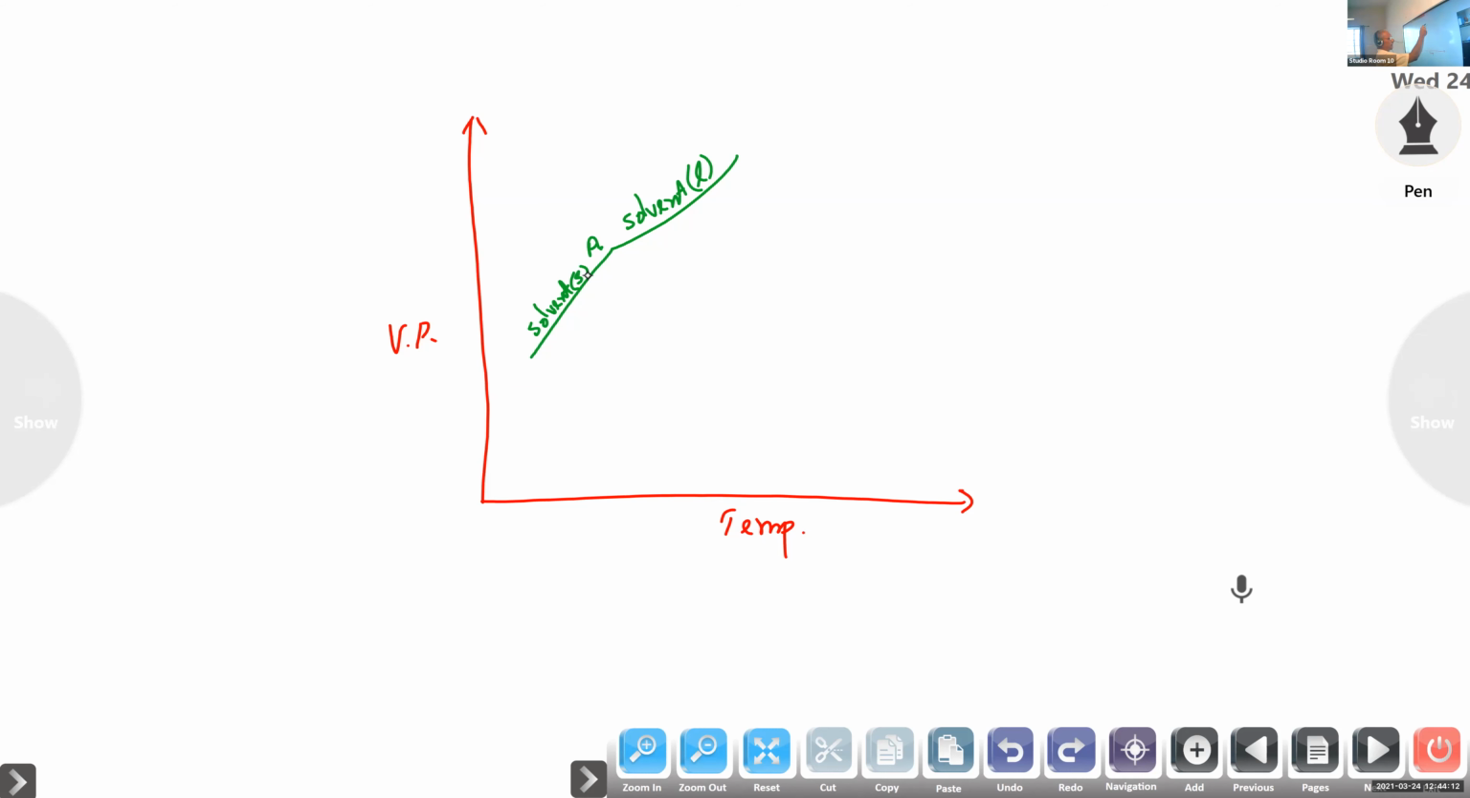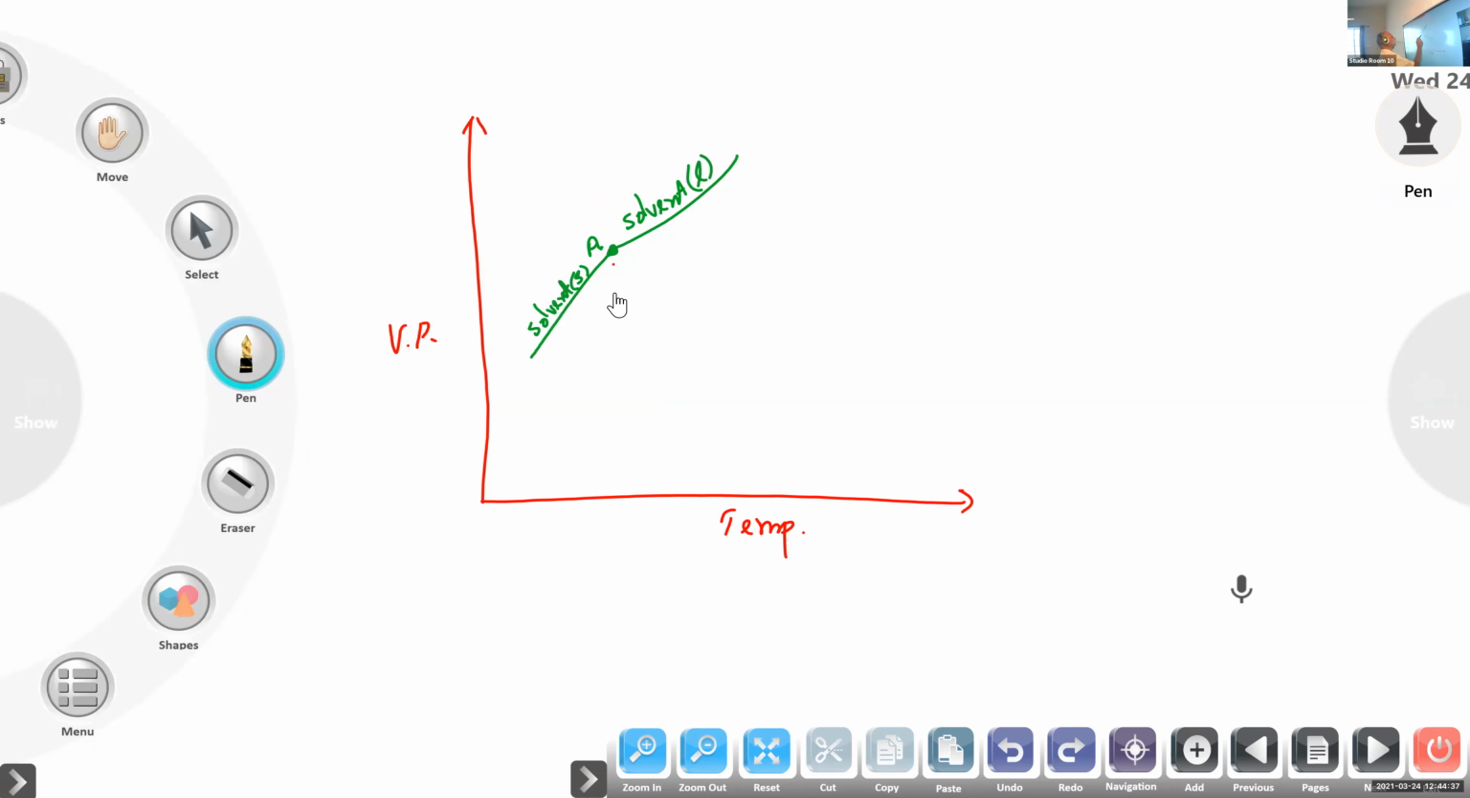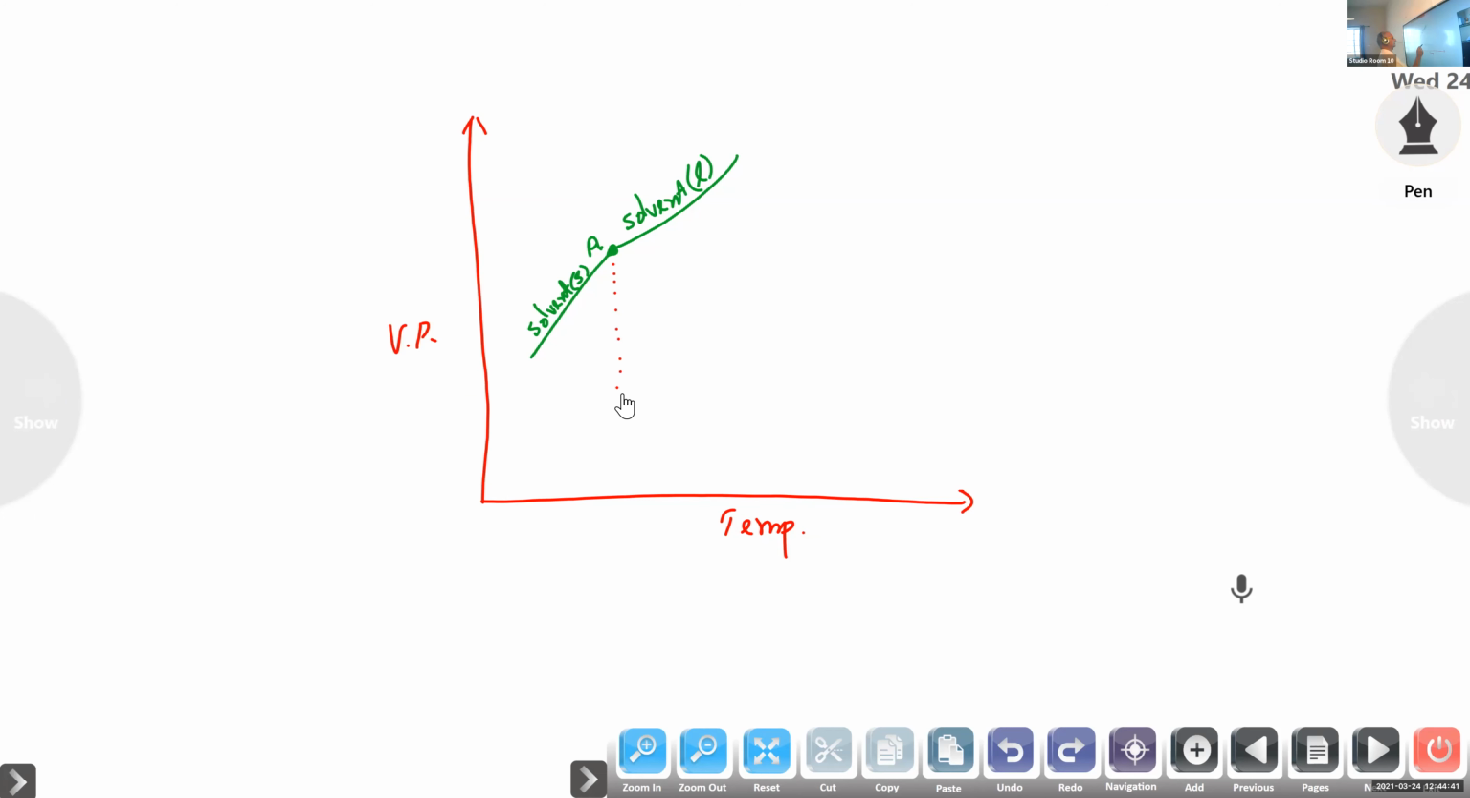So you start from the top end, and you move along the curve. At this point A, the liquid solvent begins to freeze, and that is the freezing point. The point A, that is the freezing point of the solvent, that is Tf0.